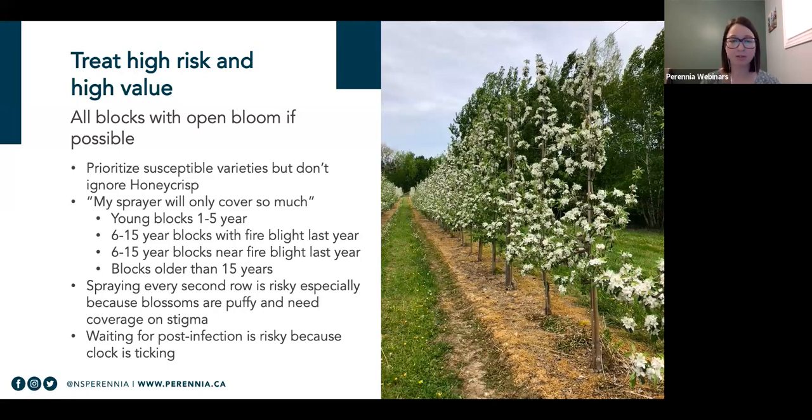Okay, I'm getting short on time here, so I think the industry is aware of prioritizing susceptible varieties. Don't ignore Honeycrisp, especially since last year that got some people into a difficult situation. The bacteria can certainly still infect Honeycrisp.